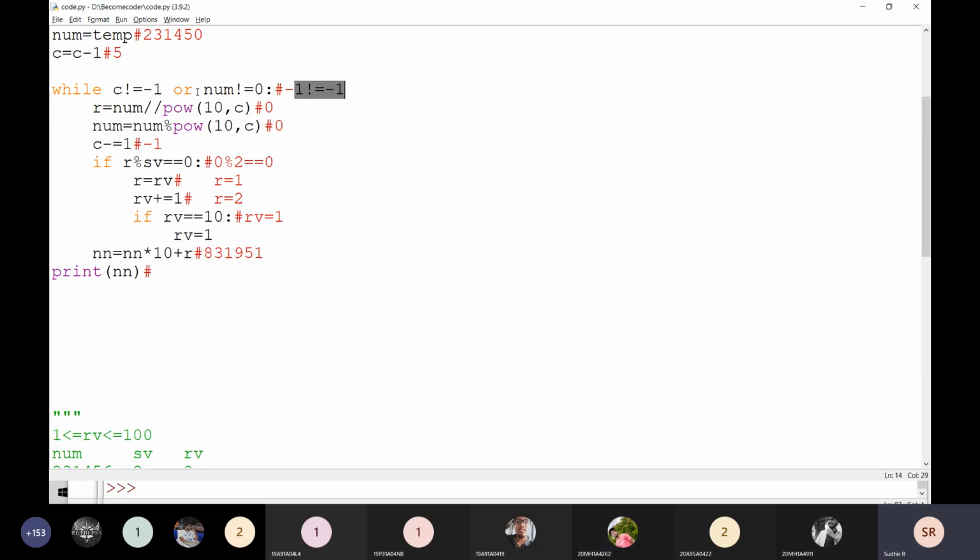Then it is coming here. What is num value? Num value is also 0. 0 not equal to 0, that is also false. Then it is coming out of the loop, and it is going to print this value.